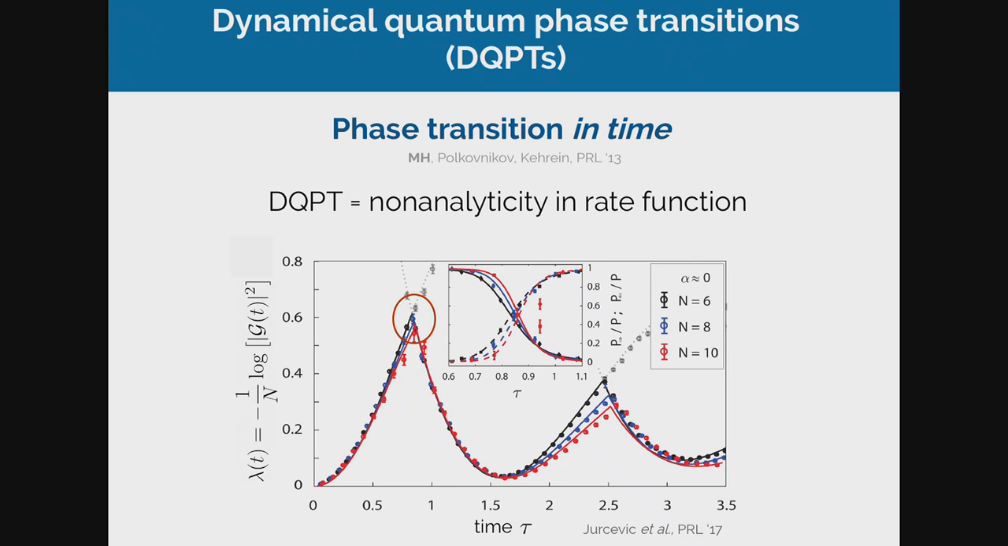So here you see a measurement of this small lambda of t, which is minus one over N, the number of degrees of freedom, times the log of the Loschmidt echo. As a function of some dimensionless rescaled time, you see that there are kinks appearing. And those points where these non-analyticities appear, I will call dynamical phase transitions in the following.